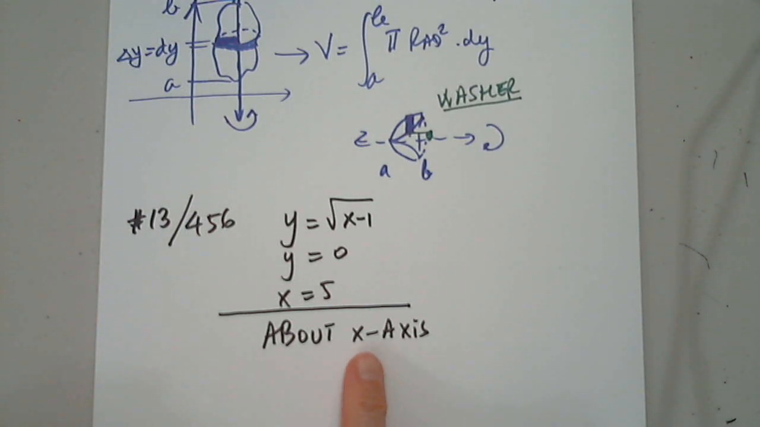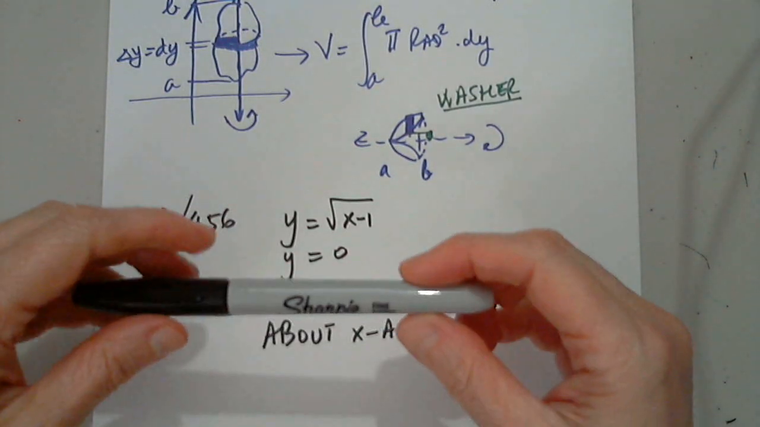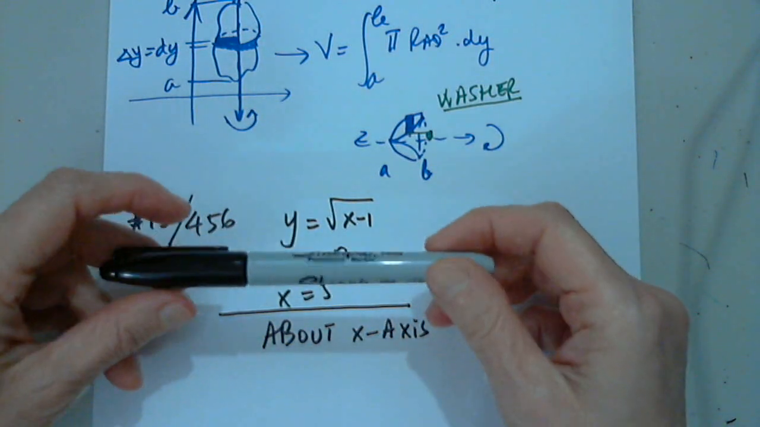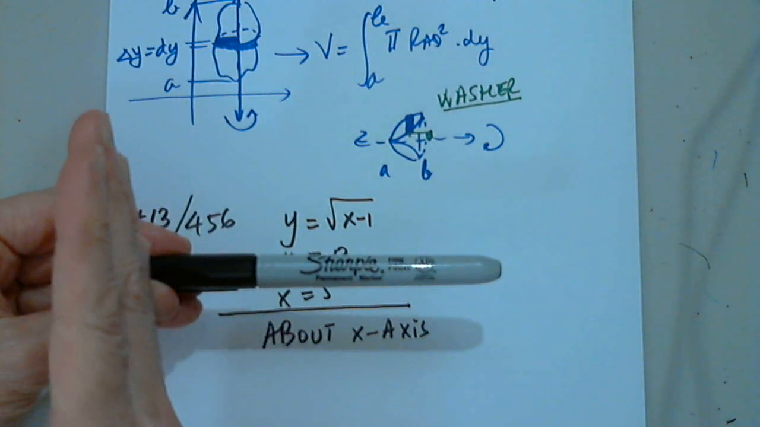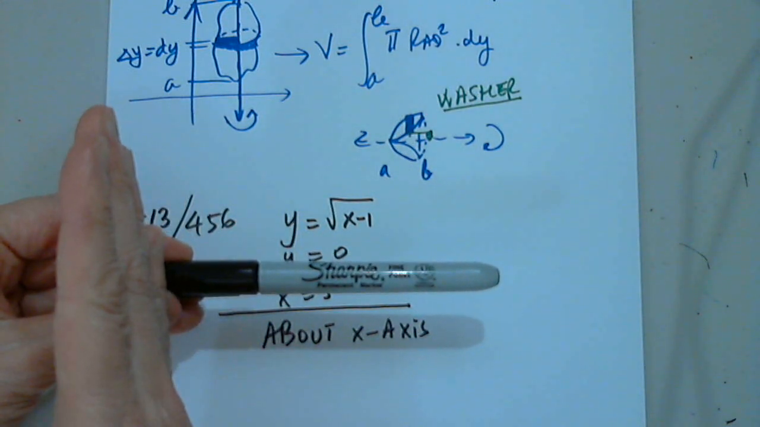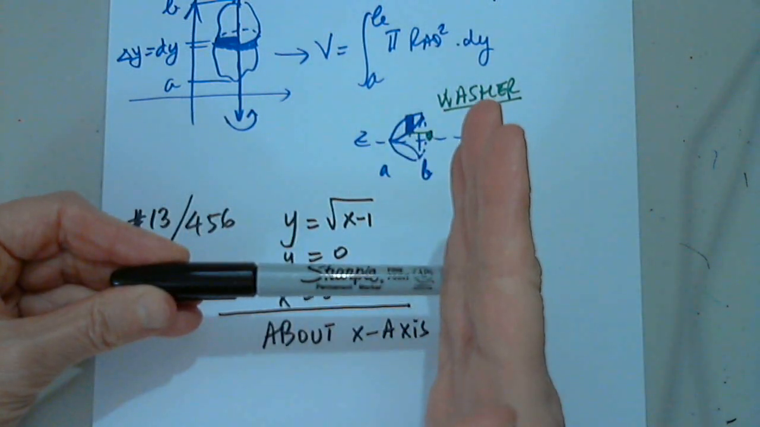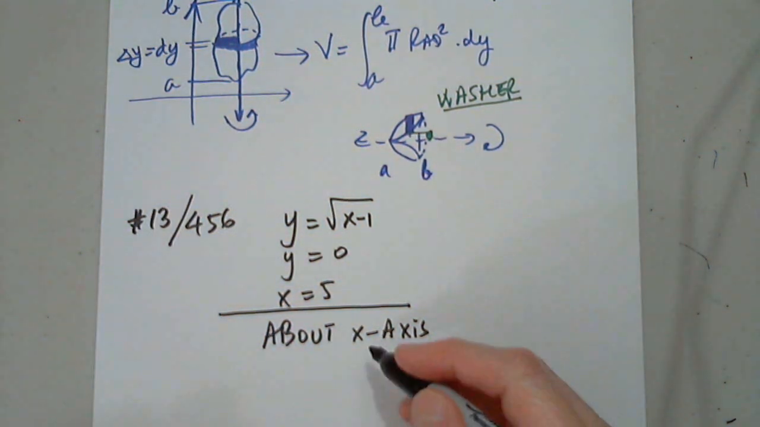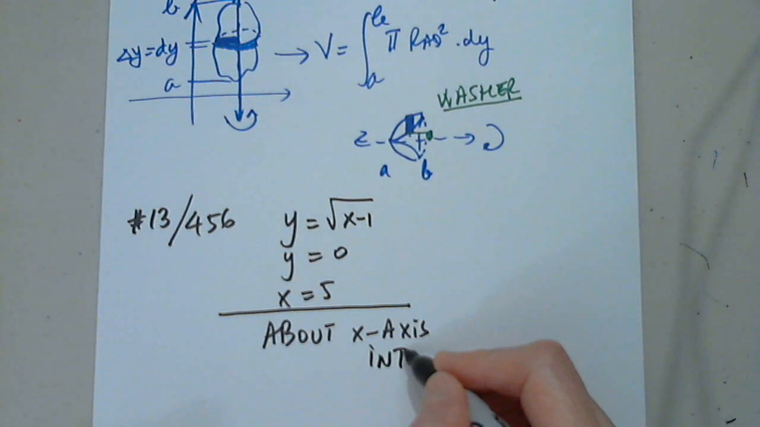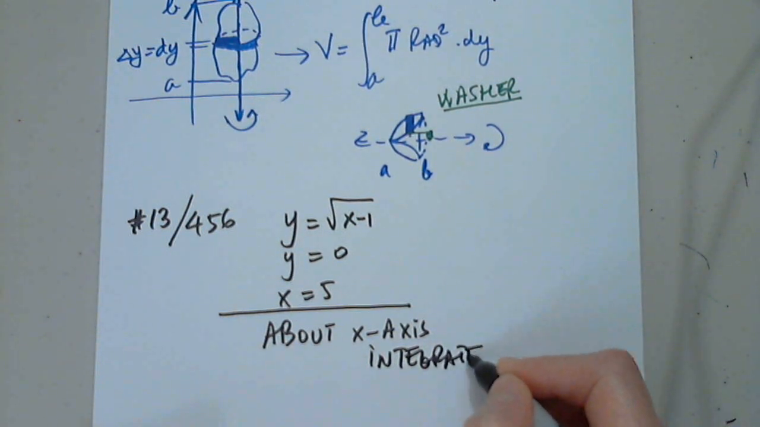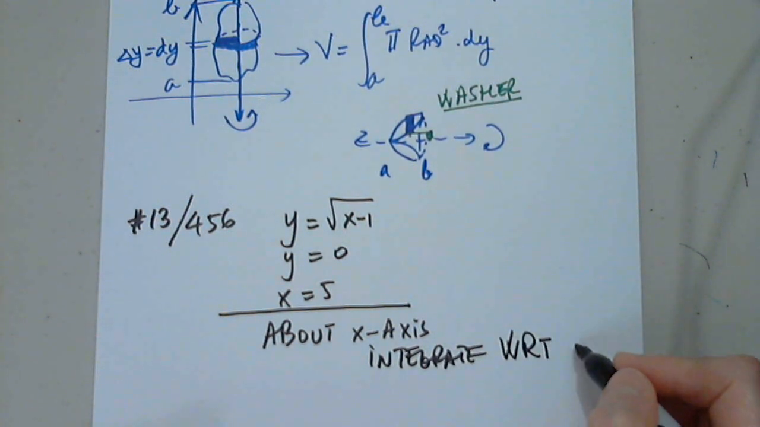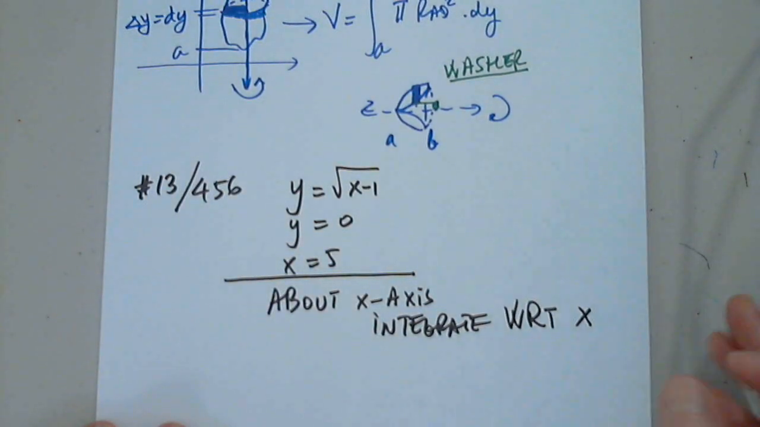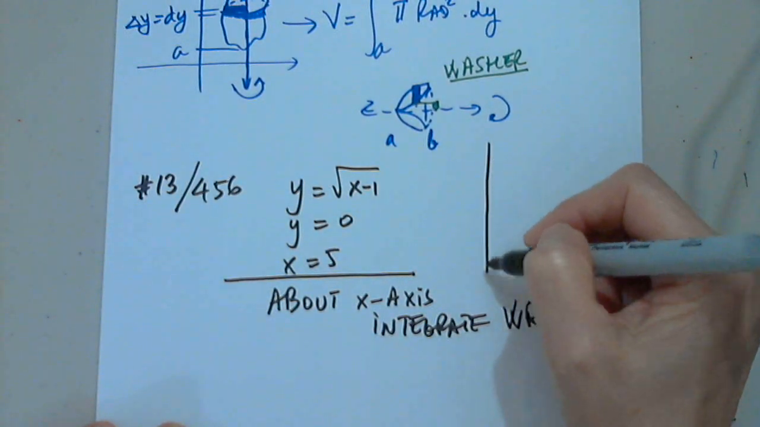If we are rotating about the x-axis, it means that we are rotating about a horizontal axis. So we will be integrating with respect to x from the leftmost point till the rightmost point. So the moment we have about the x-axis, we know we integrate with respect to x. Good. So let's take a look at the picture. Let's see if I can fit it in here.